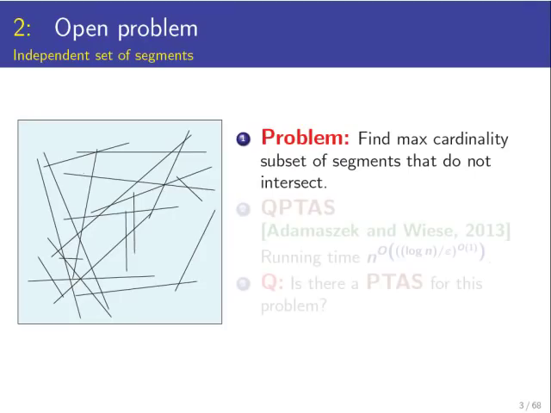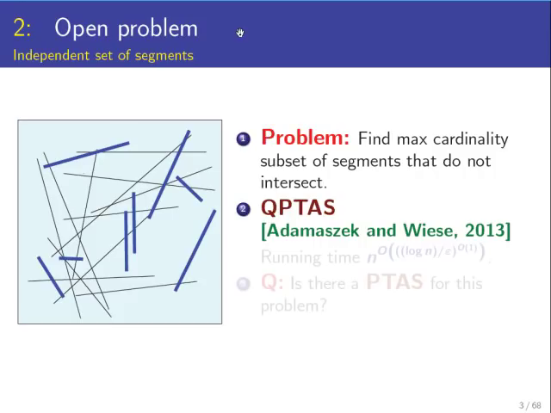So since this is a theory talk, let me start with an open problem. You're given a set of segments in the plane, and you're interested in computing the largest independent set of segments. Namely, you're interested in finding a set of segments of largest size, such that no pair of segments intersect. And for this problem, we have a quasi-PTAS.